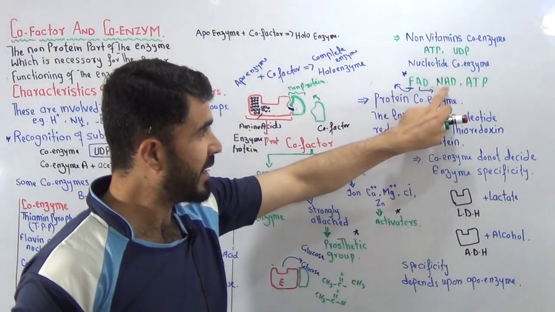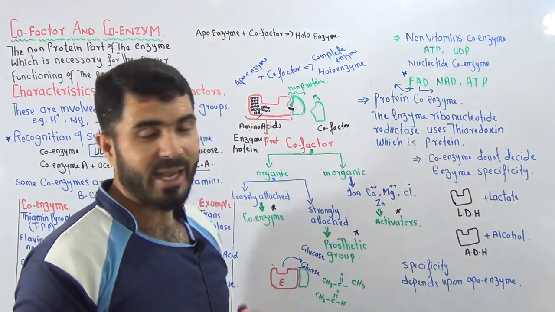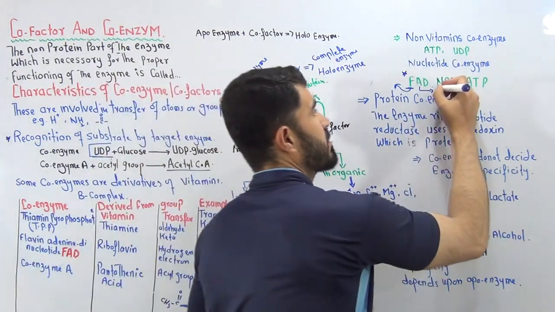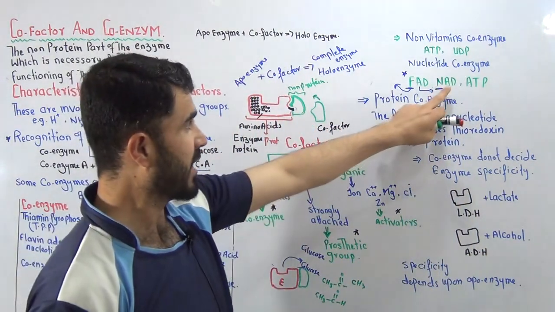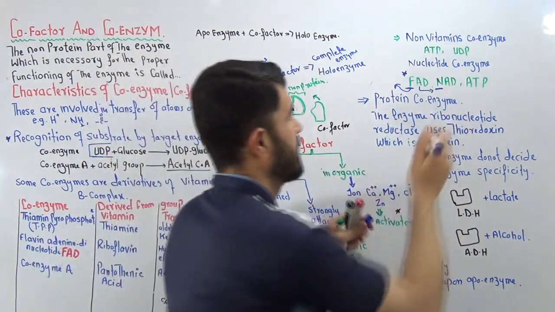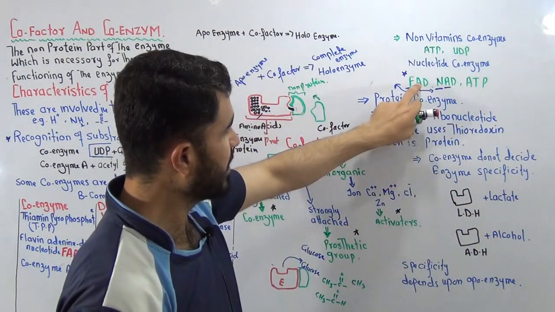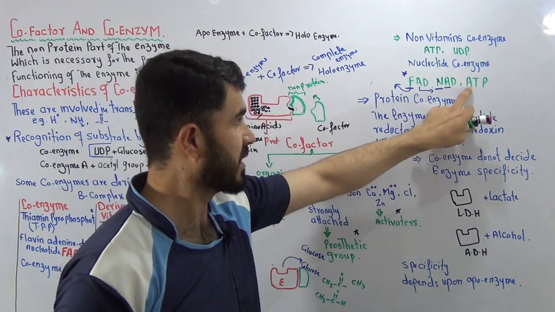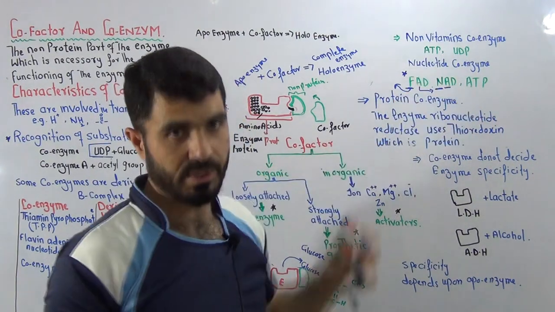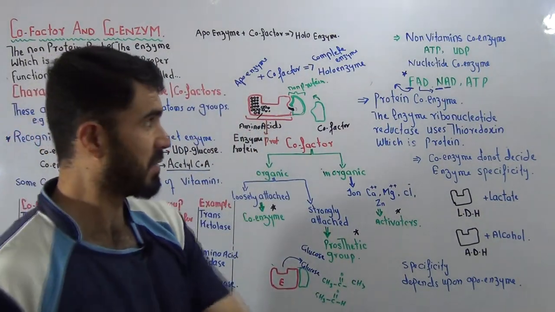Another one is NAD, nicotinamide adenine dinucleotide. Here N, nicotinic acid, is from the vitamin part. A is from the nucleotide part. So in NAD, adenine nucleotide is there. Therefore, we call it a nucleotide coenzyme. At least our students should know that a coenzyme can also be from a nucleotide. So ATP as well.